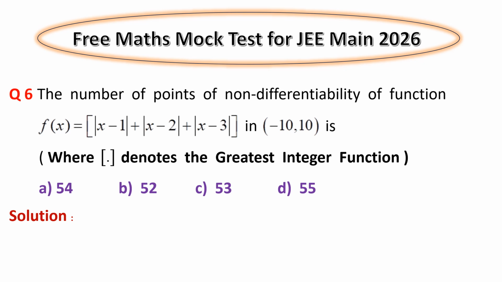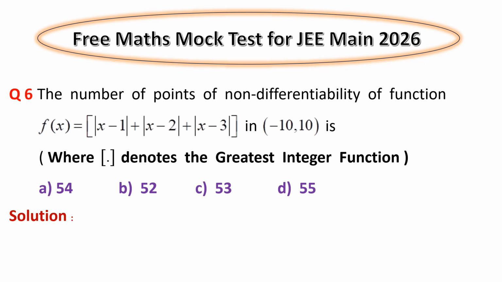It says: the number of points of non-differentiability of the function f(x) = GIF of (|x-1| + |x-2| + |x-3|) in the open interval (-10, 10) is, where GIF denotes the greatest integer function. Now students, in this question we have to find the total number of points where the given function f(x) is non-differentiable in the open interval (-10, 10).